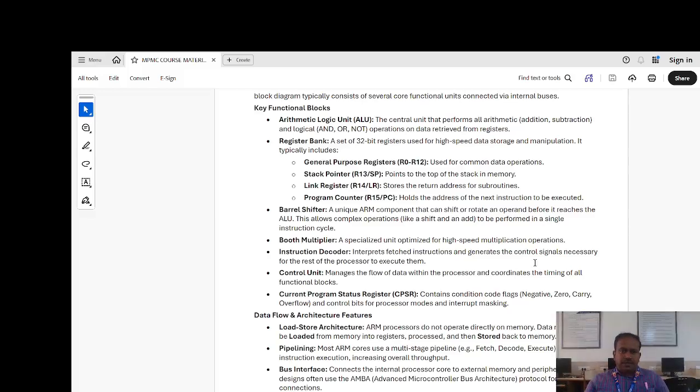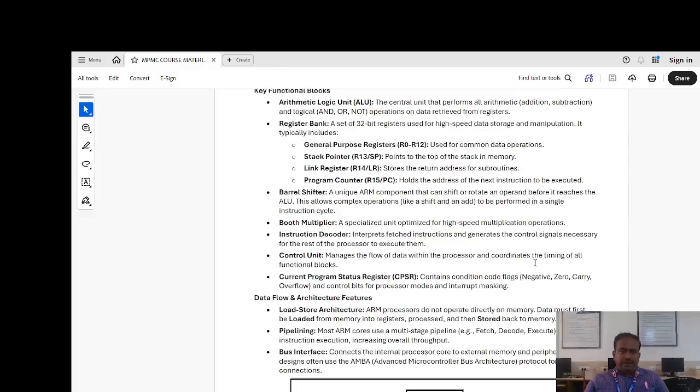Then the stack pointer, R13. It points to the top of the stack memory. Then the link register, which stores the return address of subroutines. Then the program counter, which holds the address of the next instruction to be executed. Then the barrel shifter, a unique ARM component that can shift or rotate an operand before it reaches the ALU. This allows complex operations like shift and add to be performed in a single instruction cycle.